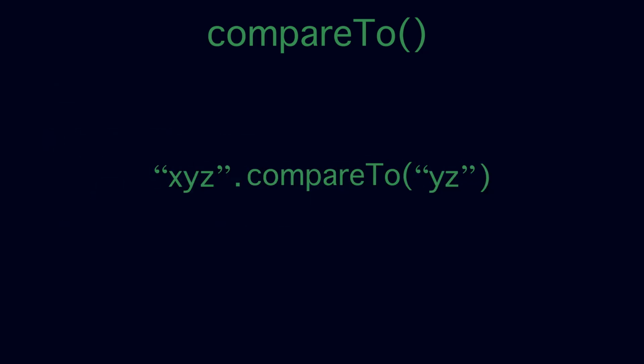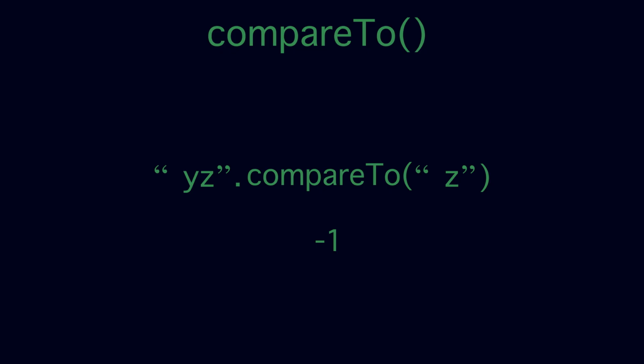Also, compareTo will always take the value of the letter of the second string and subtract it from the one from the first string. For example, if you have XYZ compared to YZ, the program will return the ASCII value of Y minus the ASCII value of X, which is 120 minus 121, which returns -1.